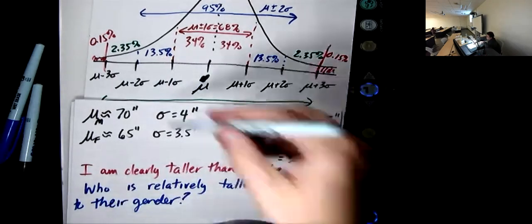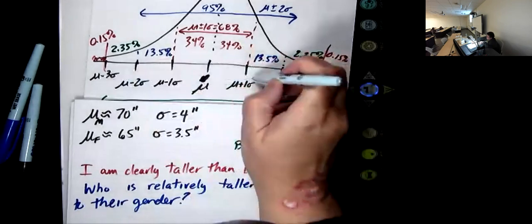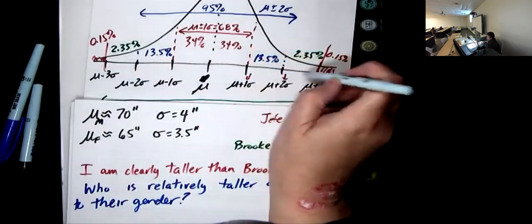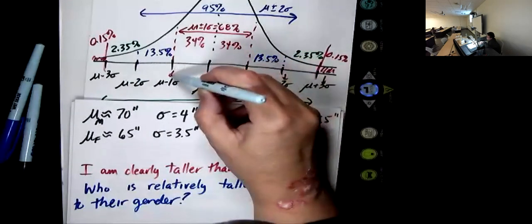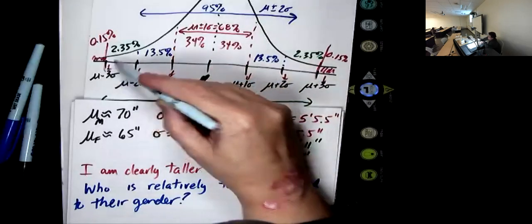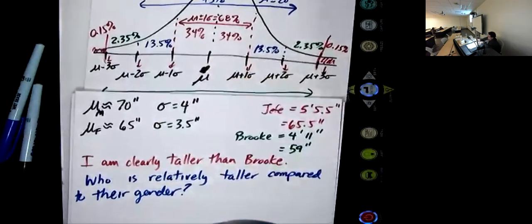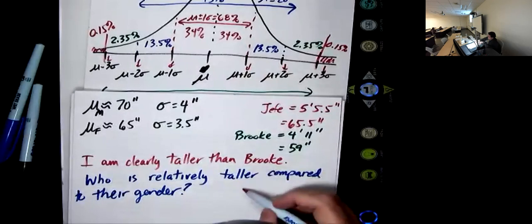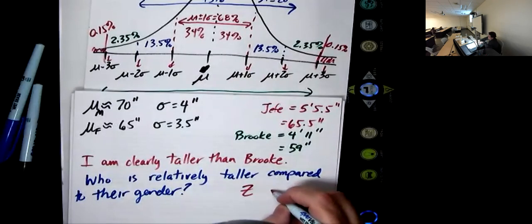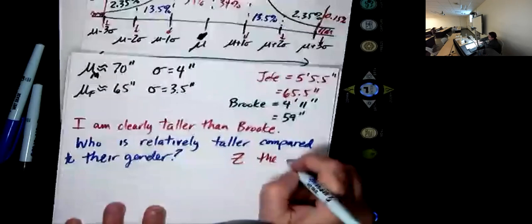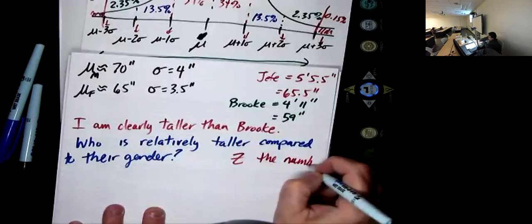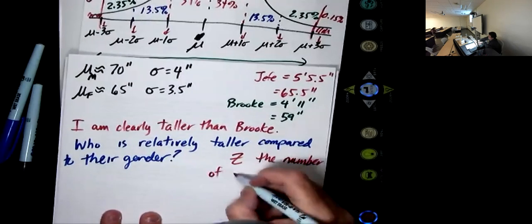What I'm going to do is take these numbers in front, the 1, the 2, the 3, the -1, the -2, the -3, and call that Z. Z will be the number of deviations away.